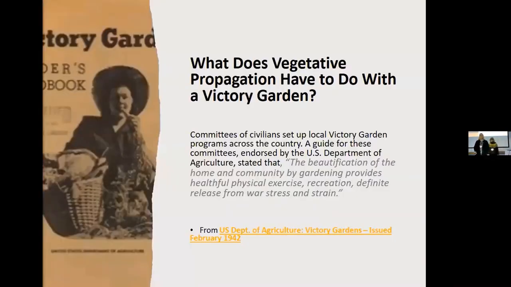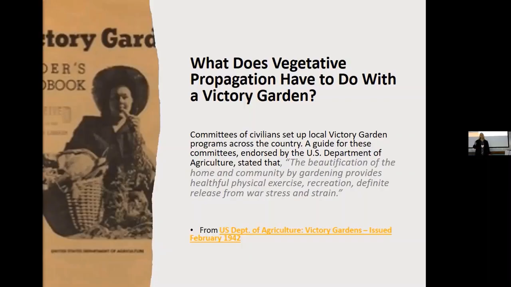There we go. Okay, so today's theme is victory gardens. So you might be thinking, what the heck does propagation have to do with victory gardens? When you think of a victory garden, you think of growing vegetables, basically. But in actuality, victory gardens were started for a number of reasons. First and foremost, to kind of stretch the budget in times of scarce resources.